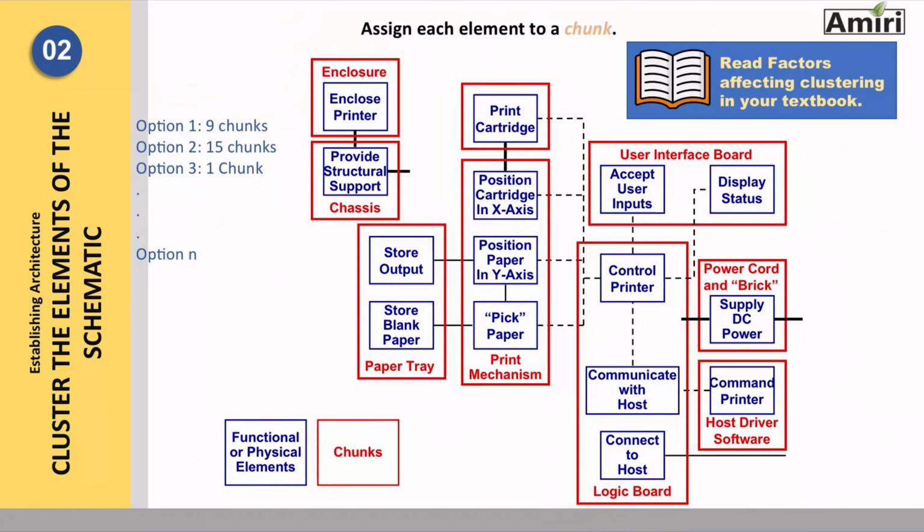Step 2 is assign each element to a chunk. The keyword for it was cluster. The challenge of step 2 is to assign each of the elements in the schematic, step 1, to a chunk. One possible assignment of elements to chunks is shown here for the DeskJet printer, where there are 9 chunks used. There are several other viable alternatives, and at one extreme, each element could be assigned its own chunk, and it will yield 15 chunks.